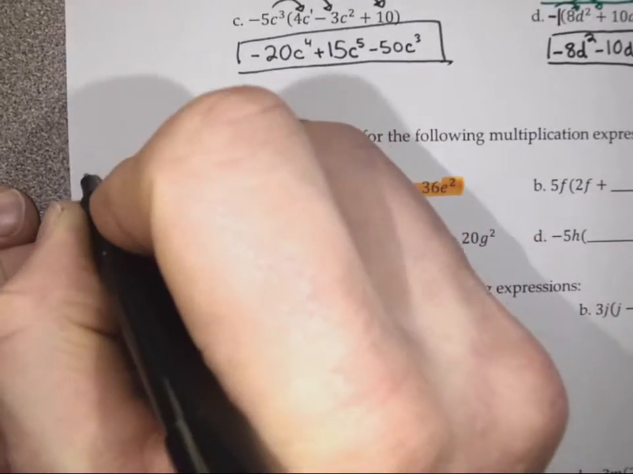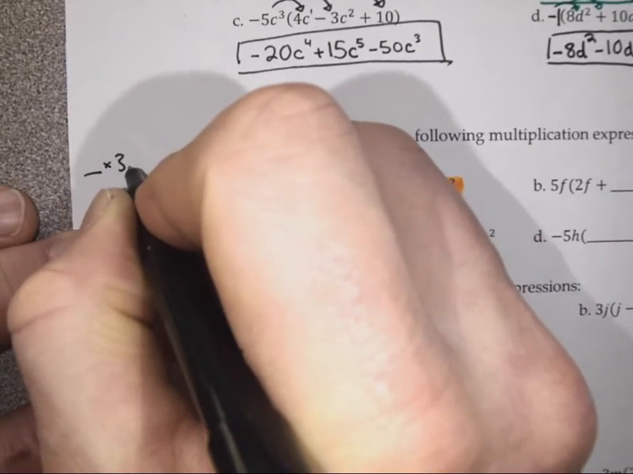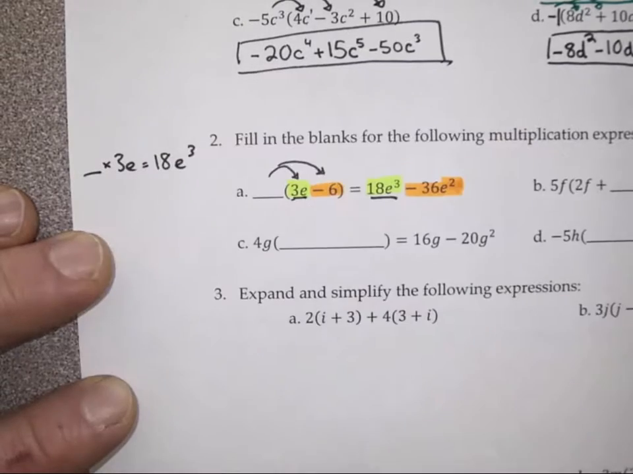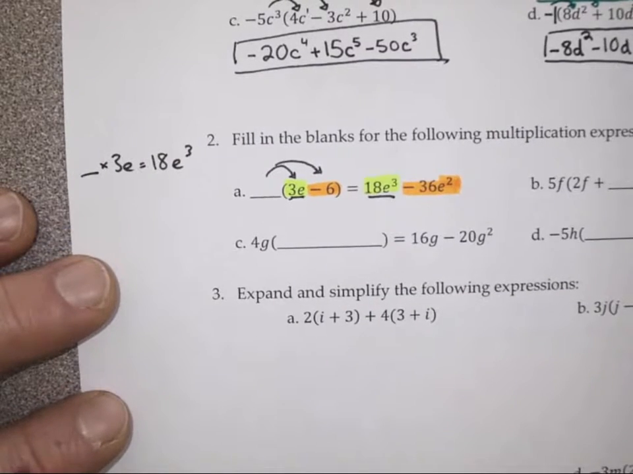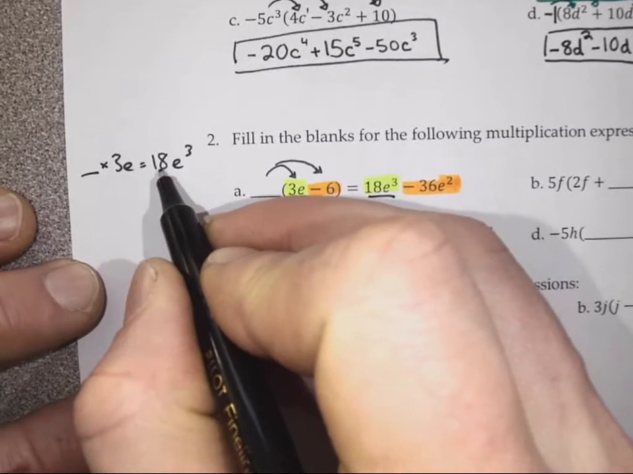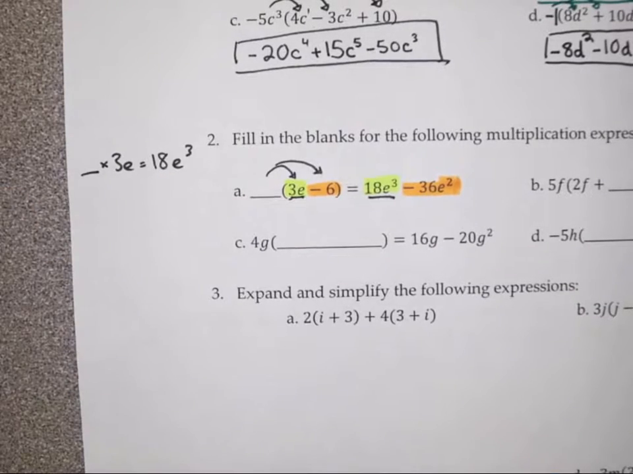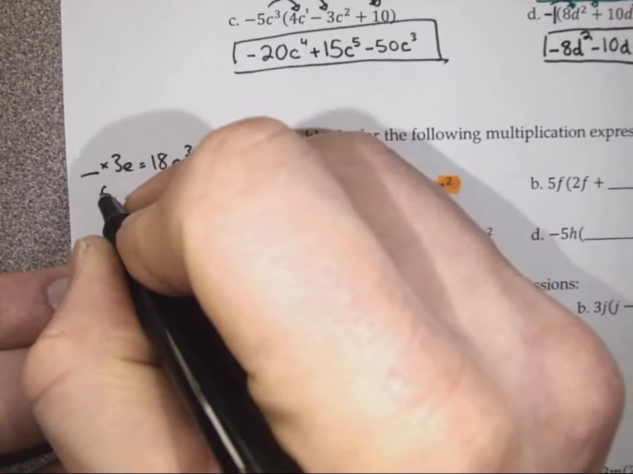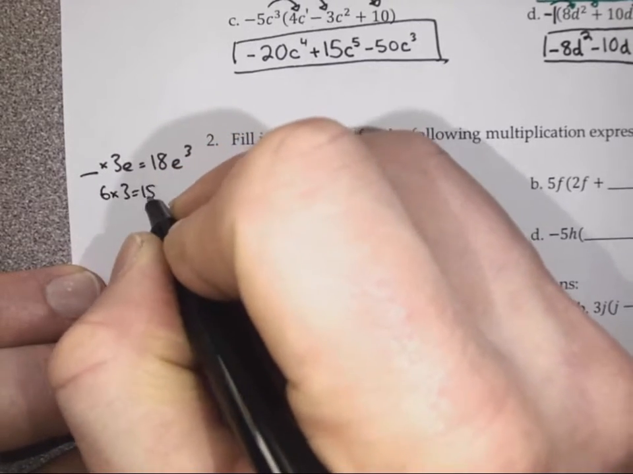Okay, so I know something times 3e equals 18e cubed. Well, what could that be? Well, maybe I could start with what times 3 gives me 18. And if you're not sure, you can just do a division. And what's 18 divided by 3 is another way of saying it. Turns out 6 is the answer. 6 times 3 is 18.